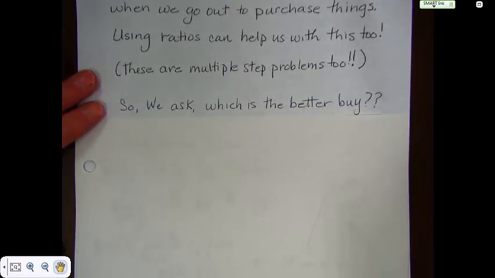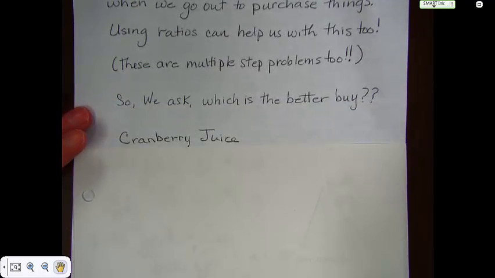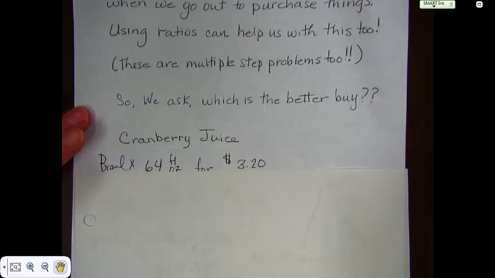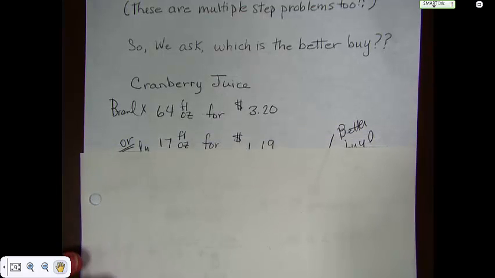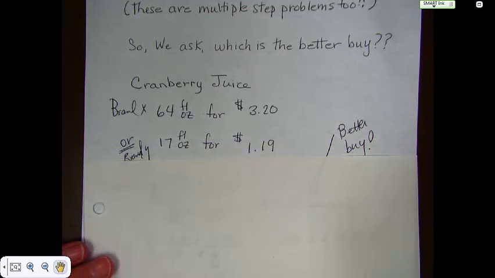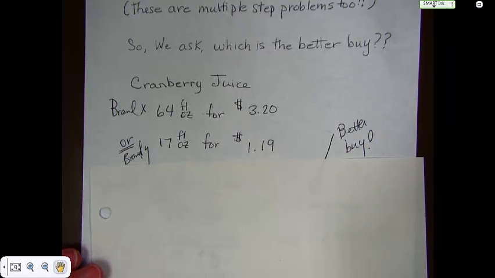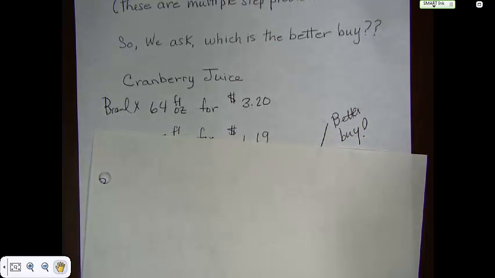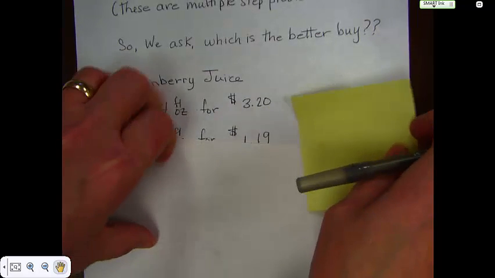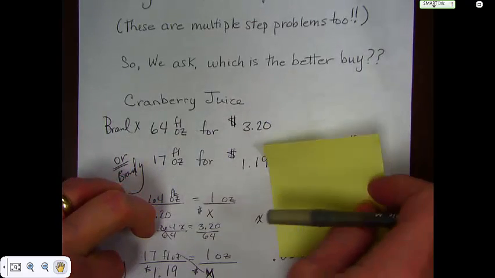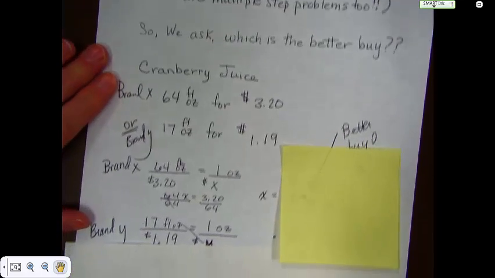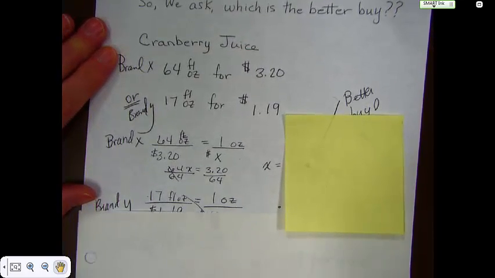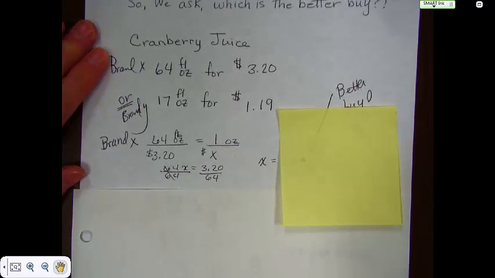So we ask the question, which is the better buy? Is it the cranberry juice from brand X, 64 ounces for $3.20? Or is it brand Y, cranberry juice, 17 ounces for $1.19? Which is the better buy? Okay, so I'm going to take a sticky here and I'm going to cover up the better buy because we want to figure out which one is the better buy, and I don't want to give it away right away.